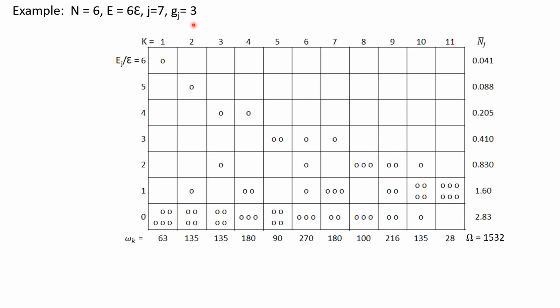Now, if we take a more general example where the total number of particles is 6 and the total energy is 6 epsilon, and we have 7 energy levels, and each energy level has a degeneracy of 3. It means that each energy level has 3 energy states. So here we have to distribute 6 particles among the various energy levels so that the total energy of the distribution does not exceed 6. This is the condition on the distribution.